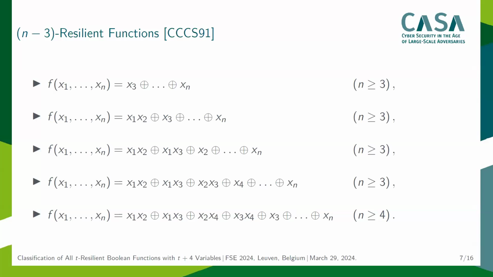Later in 1991, Carlet et al. were able, based on Siegenthaler's construction, to classify all the n-3 resilient functions. They showed that, excluding two previous ones with higher resilience order, there are another 5 functions with resilience order n-3. Within these 5 functions, the first one is the linear one, which doesn't include 2 of the variables, and the other 4 are quadratic functions.